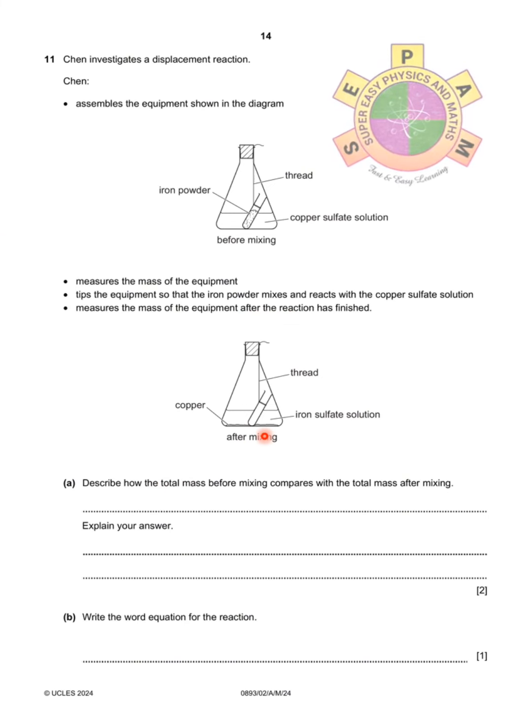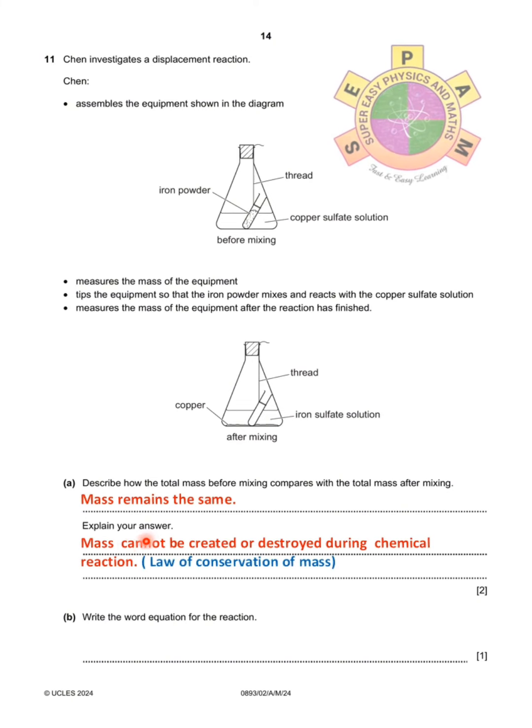Okay. So describe how the total mass before mixing compares with the total mass after mixing. Now, as far as the reaction is taking place and nothing is escaping, you know that the mass will remain the same. So this is the principle of the law of conservation of mass in a reaction. During a chemical reaction, no product escapes, so the mass of the reactants and the products must be equal. Explain: the mass cannot be created or destroyed during a chemical reaction. So that's the law of conservation of mass.